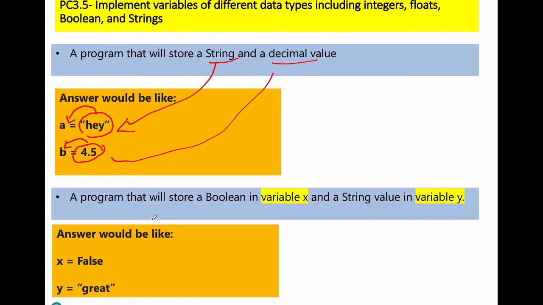A program that stores a boolean in variable x and a string value in variable y. As you can see here, they have given you the variables that need to be given as boolean and string, in this case x and y. So you need to create the variables x and y. In this case, a boolean could be either true or false. Here's an example of a false one saved in variable x, and the word create has been assigned to variable y.